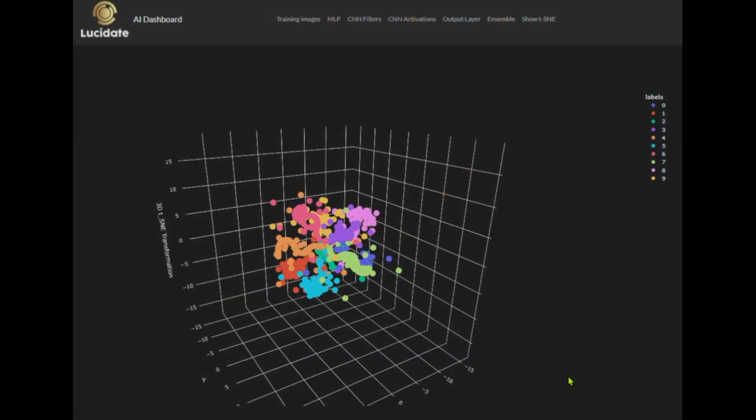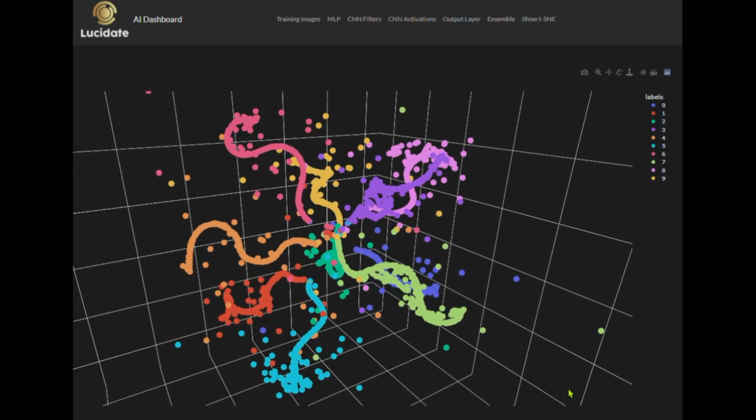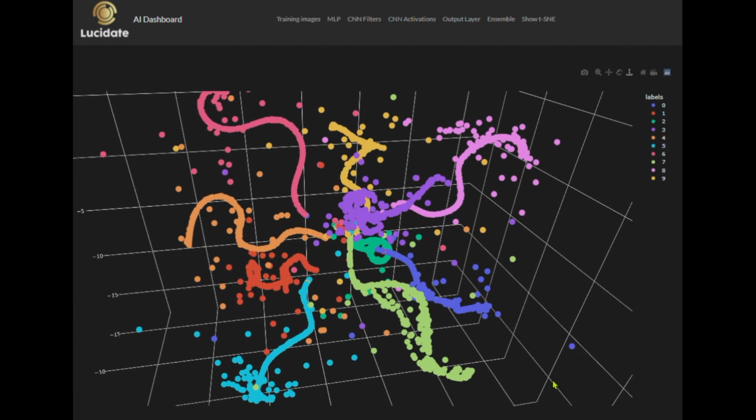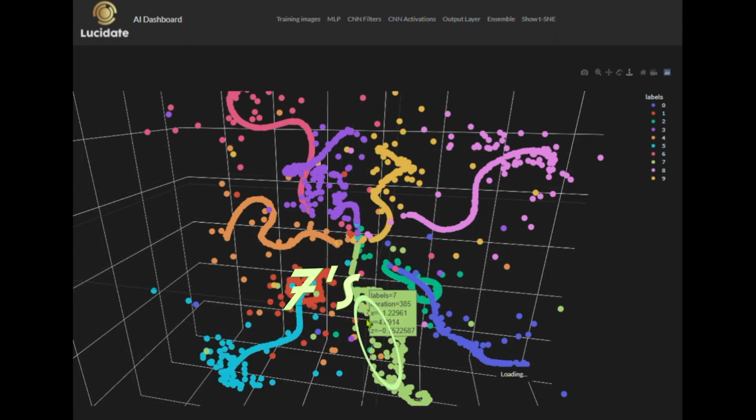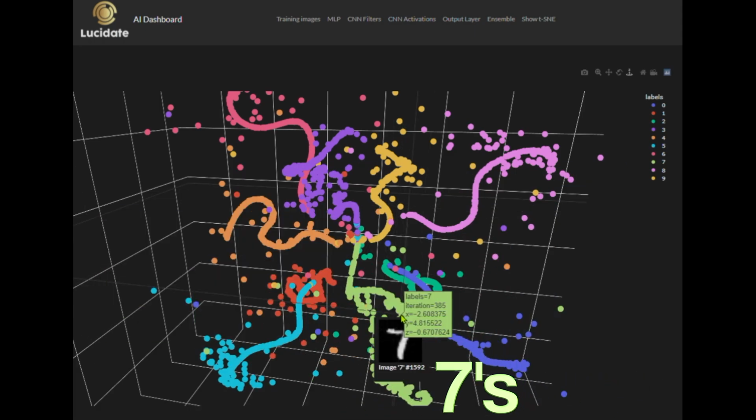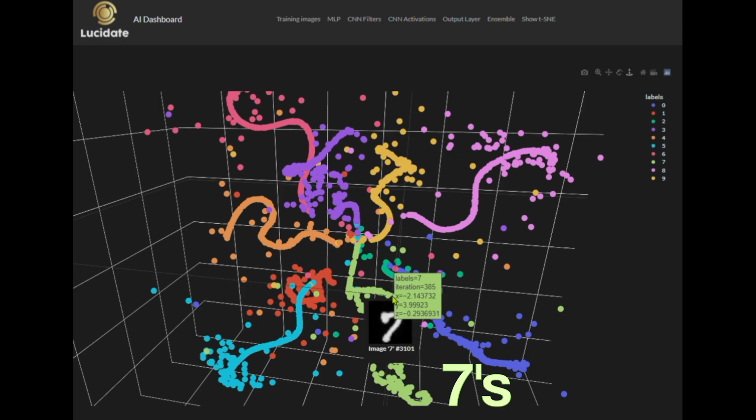If we look at a 3D t-SNE plot of the same data, we can see the same phenomenon. We now have volumes rather than areas where the similar activations are clustered. We can see here an arm of the constellation of 7s that represents the 7s with a slash through them.